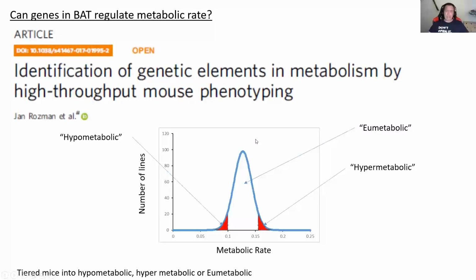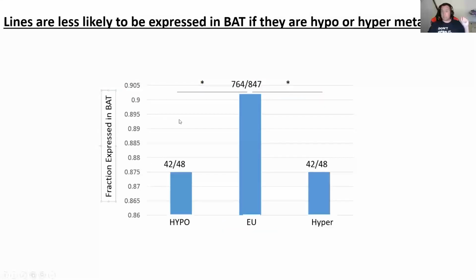Okay? And so the argument we would make is, if alterations in gene function in BAT are able to alter free-living metabolic rate, then what you would expect to see is that more of these hypo and hypermetabolic genes would be expressed in BAT than the eumetabolic ones, i.e. they'd be overrepresented as BAT genes. And we don't find that at all.